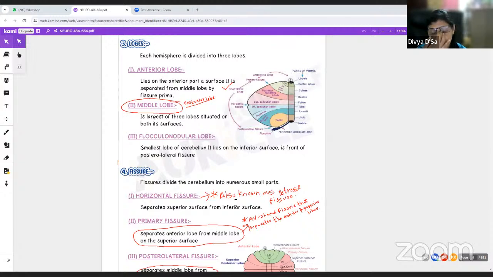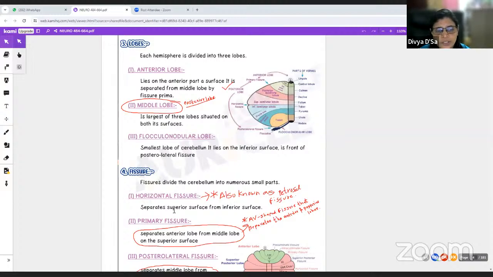When we see it in cross section, it looks like a tree with leaves. That is why the cerebellum is called the arbor vitae. Arbor vitae means the tree of life, because most of the vital centers are controlled by the cerebellum.